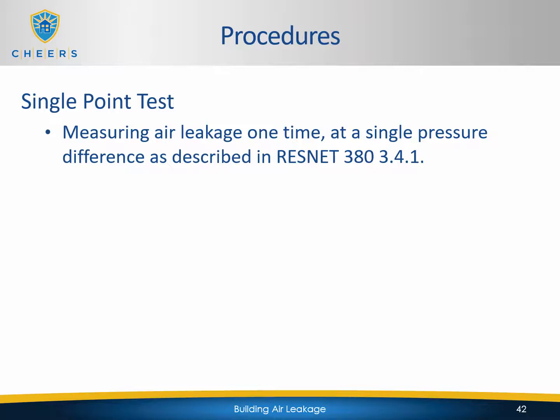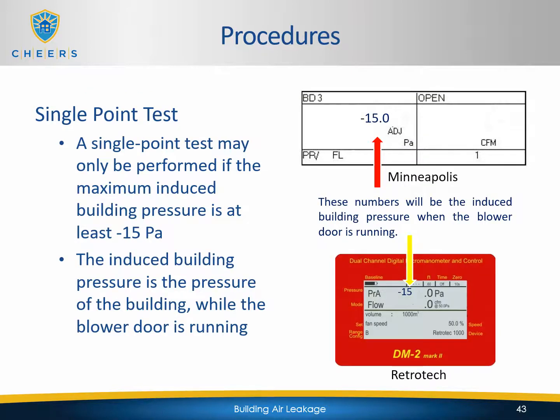For the blower door test itself, we're going to be doing what's called a single point test. This means that we're going to be measuring the air leakage one time at a single pressure difference, and this will be described in ResNet 380 3.4.1. And we're going to go through all those steps here. A single point test may only be performed if the maximum induced building pressure is at least -15 pascals and greater than 4 times the baseline pressure.